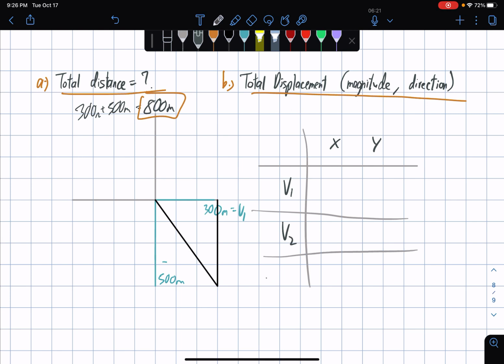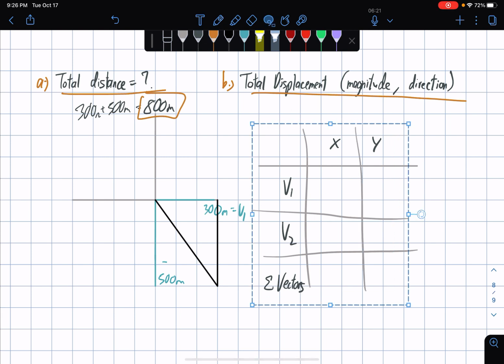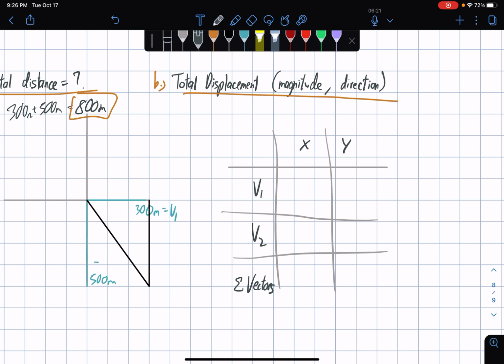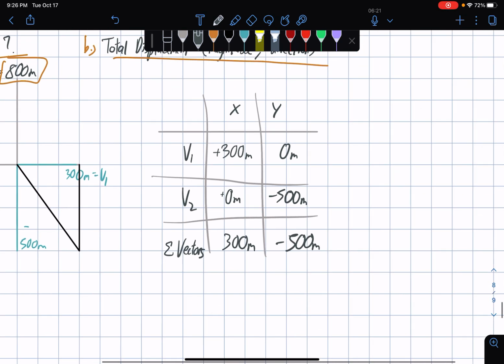The table. So, a squared, b squared. So for V1, we have y is 0 meters. And then for V2, 0 meters in the x, and in the y, it is negative 500. And then summation of vectors, we have positive 300 and negative 500 meters for x and y respectively.